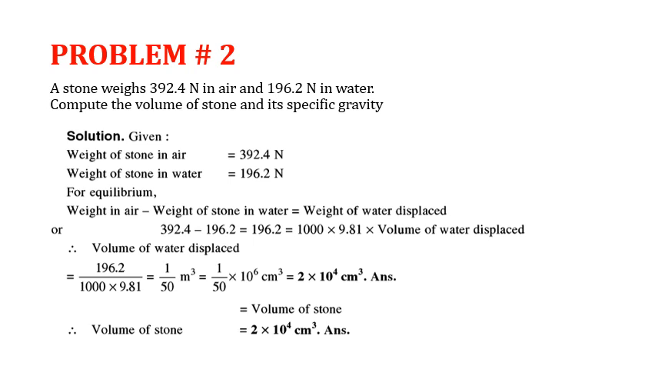So let's see the second numerical problem. A stone weighs 392.4 Newton in air and 196.2 Newton in water. So compute the volume of stone and its specific gravity.